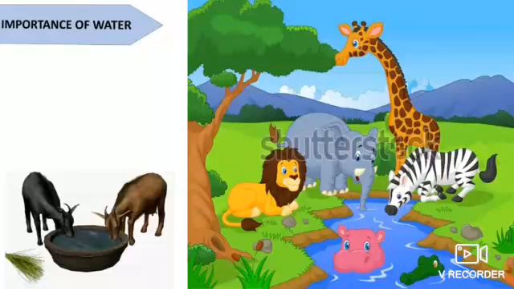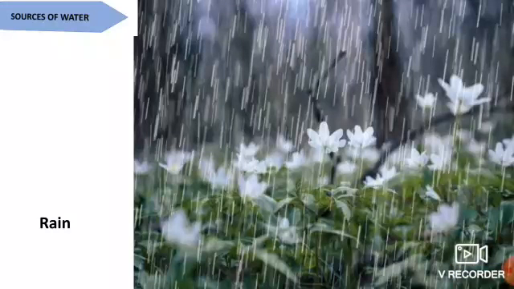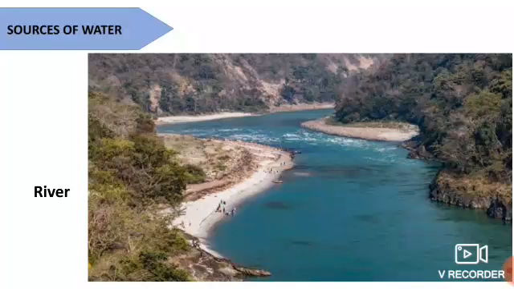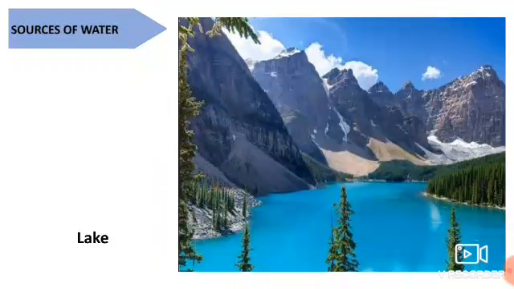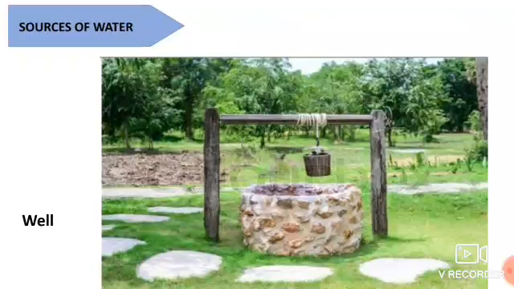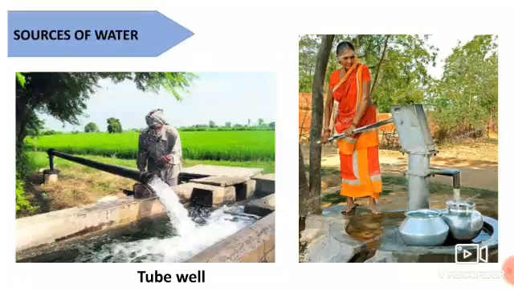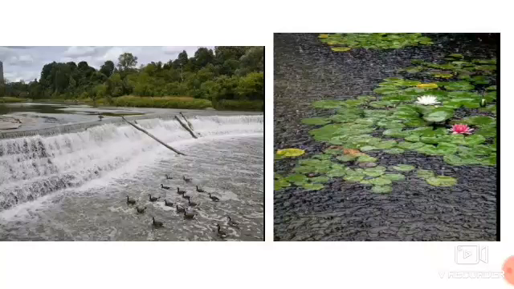Now let us study about the sources of water, which means from where do we get water? Rain is the main source of water. The other sources of water are rivers, ponds, lakes, wells, tube wells, etc. These sources get water mainly from the rain.